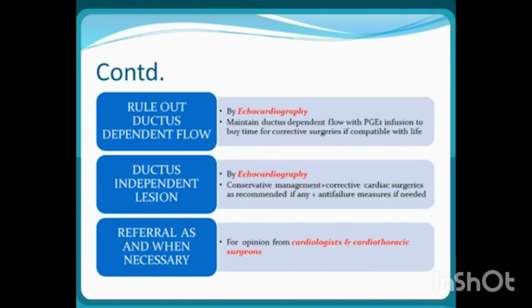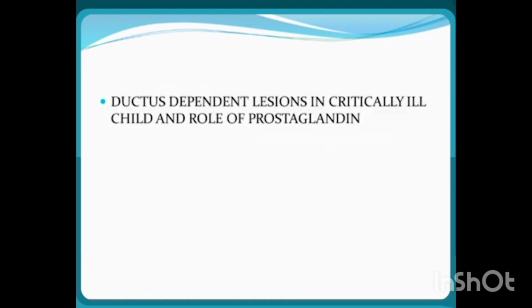So now once you do the echocardiography, what do you have to do? You have to rule out the ductus dependent flow. So either it is ductus dependent pulmonary circulation or ductus dependent systemic circulation, because in that situation you have to start prostaglandin E1. And once you do all these things and you are sure that this is cyanotic or acyanotic CHD with increased or decreased QP, then you have to refer the patient to the higher center for surgery.